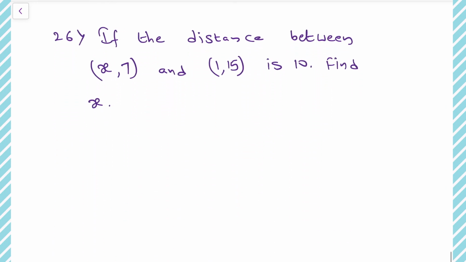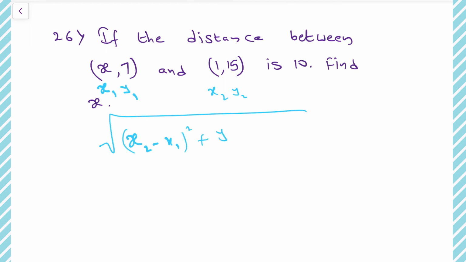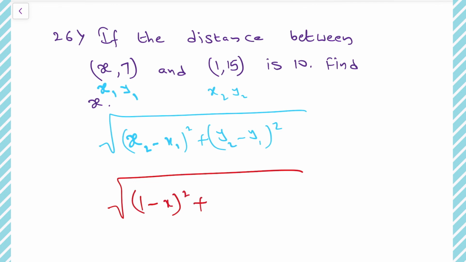If the distance between (x, 7) and (1, 15) is 10, then find the x value. So here again the distance formula only. This one I am taking as x1, y1 and this as x2, y2. Let us substitute in the formula. Under root (x2 minus x1) whole square plus (y2 minus y1) whole square: x2 is 1 minus x1 is x, whole square, plus y2 is 15 minus y1 is 7, whole square. Now in this case he mentioned that the distance is 10, so make it equal to 10.